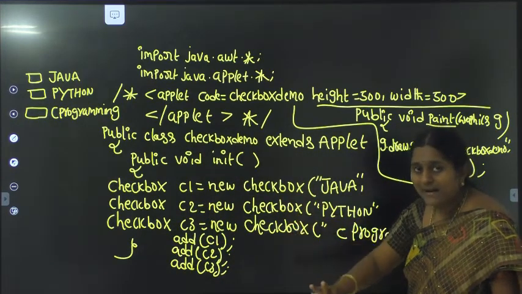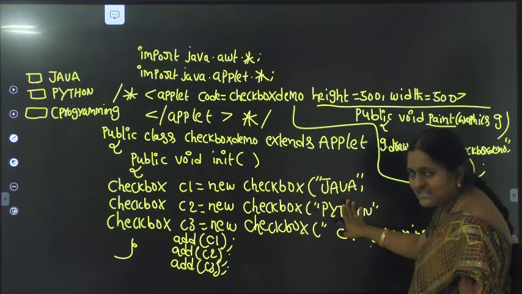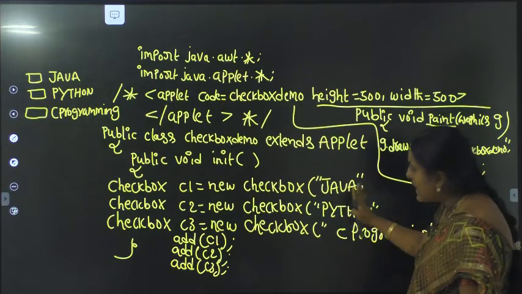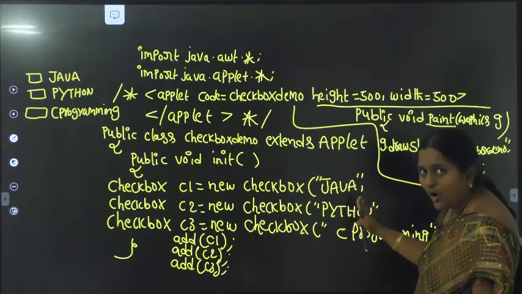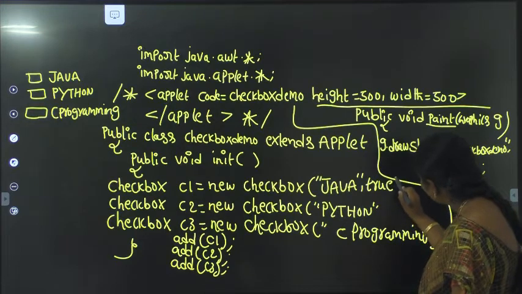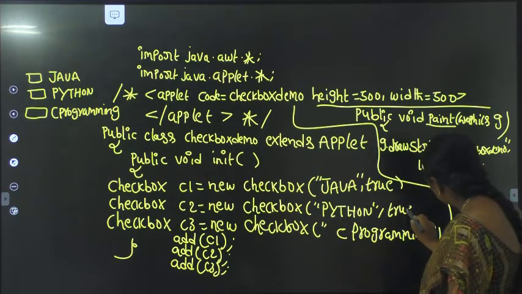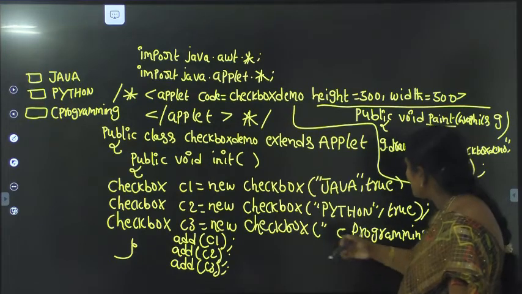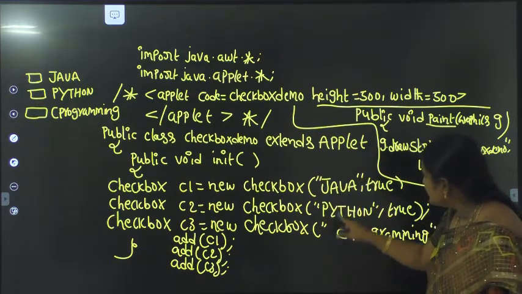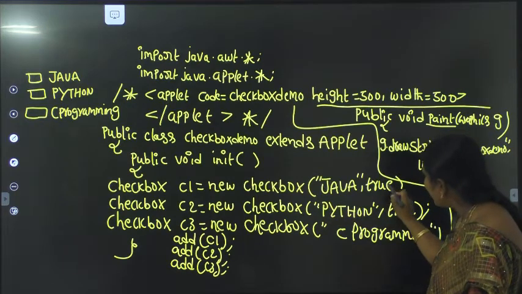Checkboxes have a number of constructors. The first one is the string specified by str. The next one is string str, boolean on. Boolean on means true. So here I am passing a boolean, true, as an argument to this constructor. Python also true. After changing these two statements, these two objects, here I am adding true.